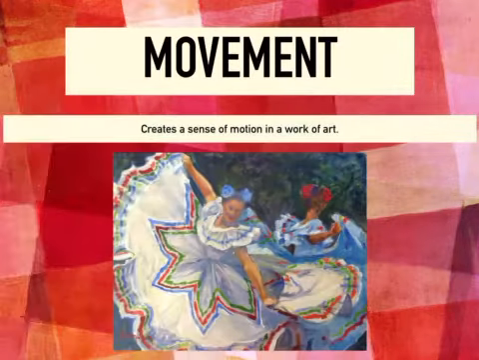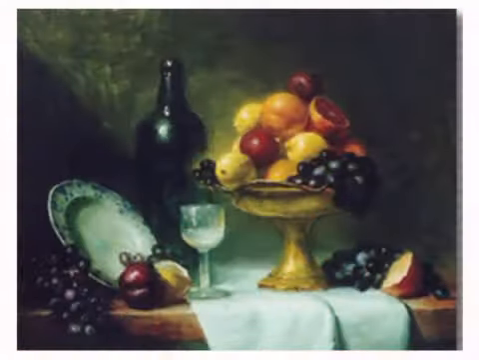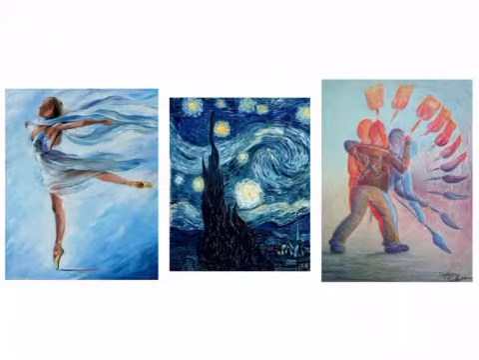Here's an example. Now, the best way to explain this is to ask this question. Does she look like she's standing still? No, she doesn't. So this is a great image to explain movement. So is this. Wait a second. No, it's not. That is the complete opposite of an image that has movement. Here's more good examples. You can kind of think of it as an action shot.